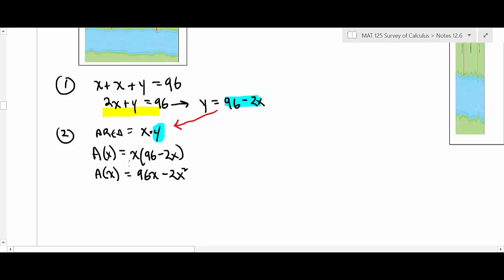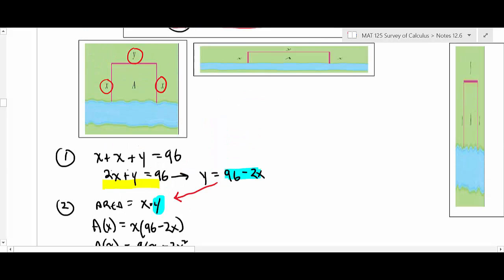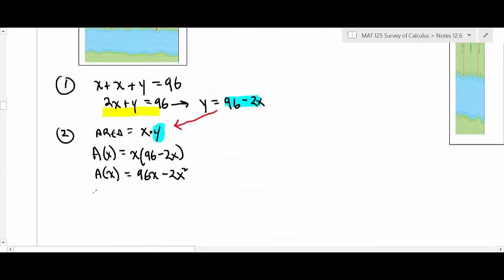Okay, so now what we're going to do is look at the conditions of this problem. There's a couple of things that you always want to look at in here. There are conditions built into the problem. First of all, x has to be greater than 0, and really it has to be strictly greater than 0, not greater than or equal. And why is that, by the way? Because it's a piece of fence. Fence has to be positive.